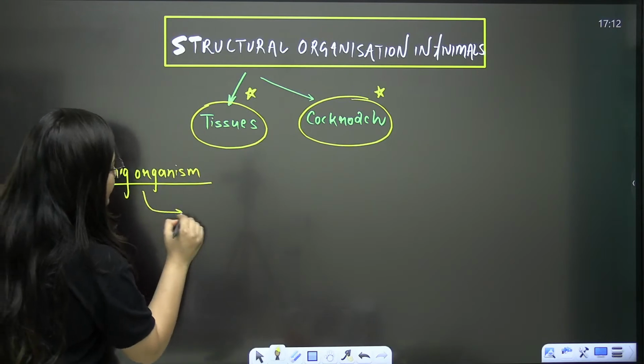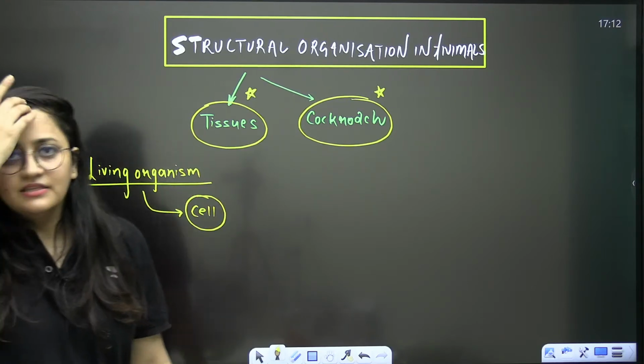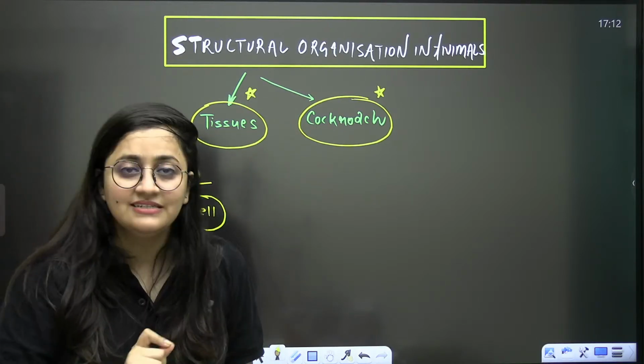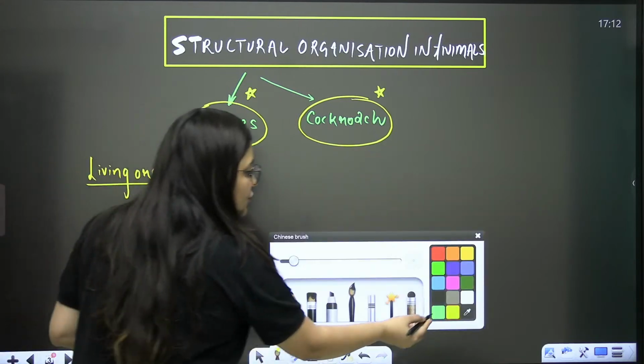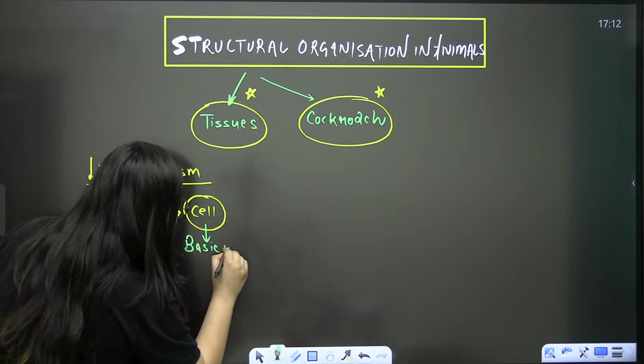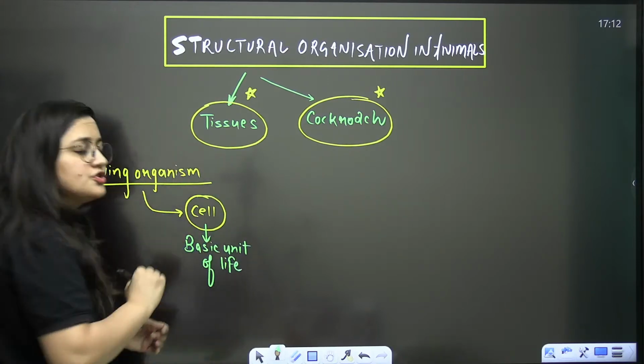You know that it is the cell which is the basic unit of life, isn't it? This is what we all know, that it is the cell which is the basic unit of life, isn't it, Pratibha? And let me write it here so that you can revise it later. So it is the basic structural and functional unit of life.